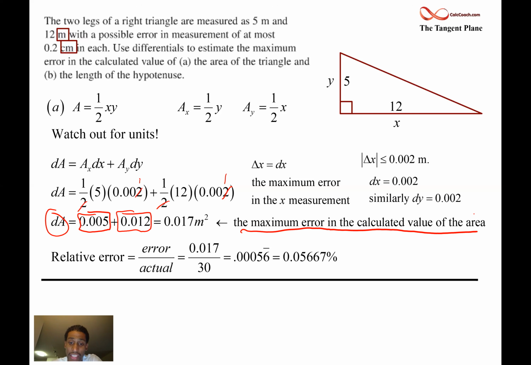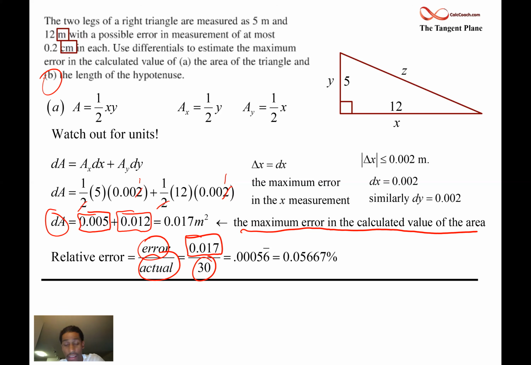What's better, though, is to understand what percent that is of the actual value. If the value is 30 square meters and you are 0.017 off, your error divided by your actual is your relative error. And so that's less than 1%. That's less than 0.1%. That is 0.05 of a percent off, 1/20th of a percent off. So you say, yeah, it's acceptable. You move on to the next question.